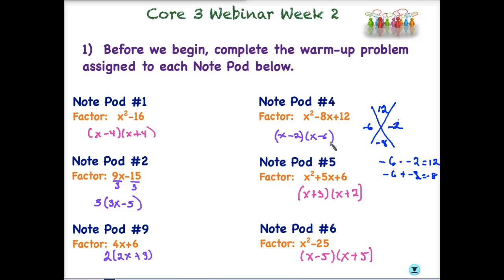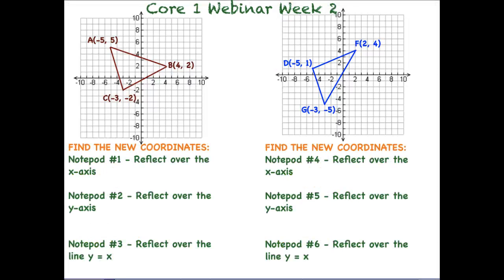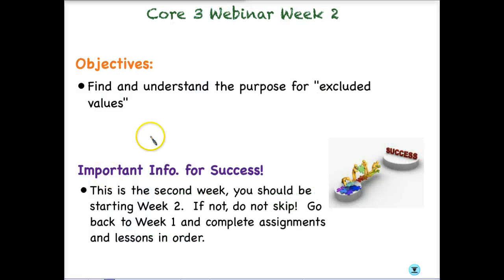Okay. All right. So we are just going to do something quick today. We are going to find and understand the purpose for excluded values. And some of you guys, you've already talked about those. But I was just thinking that we probably need to talk about them as a group because you're going to be graphing pretty soon. And those excluded values are going to be what you make your asymptotes with. And if you kind of remember back to quarter 3, we did some graphing with some asymptotes. So it might sound familiar, but they're kind of important.